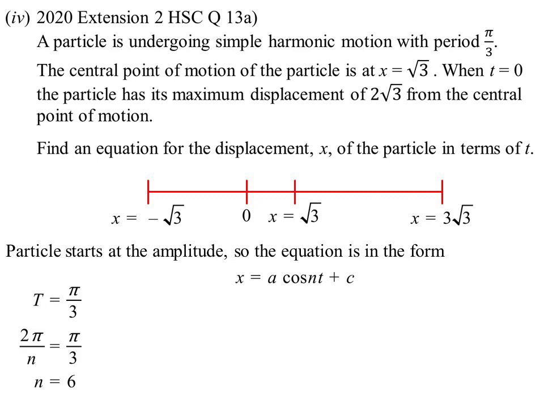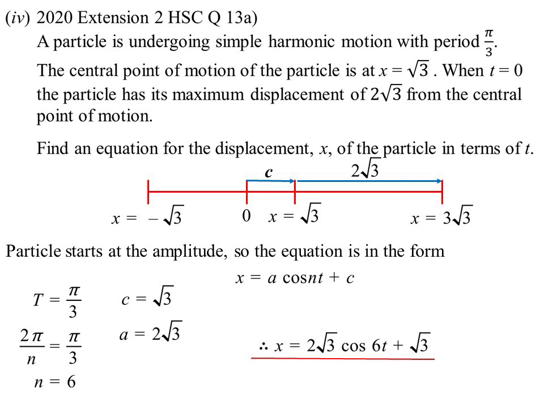They told me the period was pi on 3. So 2 pi on n is pi on 3. I now know n is 6. The center has been shifted root 3. So I know c is root 3. And 2 root 3 is our amplitude. That's what they told us. So I can just sub that in. Bang! There's the answer. X equals 2 root 3 cos 6t plus root 3.